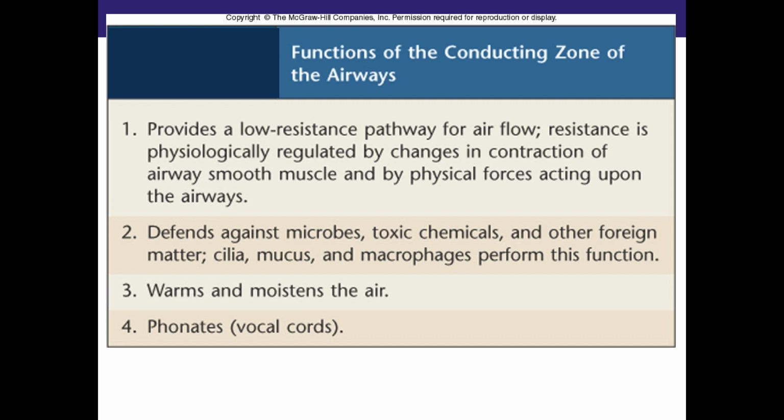When you smoke, if you're a smoker, what happens is you freeze those cilia, right? It compromises mucociliary clearance, and then you're more susceptible to bacteria and viral infections. Okay, so know that. Again, that upper respiratory tract and the conducting zone help defend against microbes, toxic chemicals, and other foreign matter. It also warms and moistens the air.